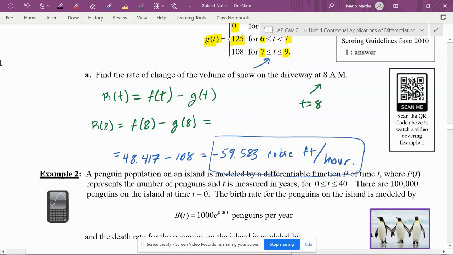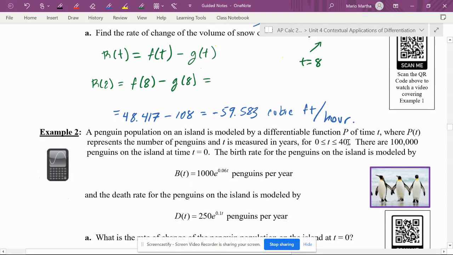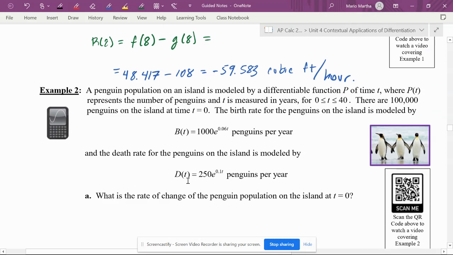For the next question, it says a penguin population on an island is modeled by a differentiable function P of t, where P of t represents the number of penguins and t is measured in years between 0 and 40 years. There are 100,000 penguins on the island at t equals 0. The birth rate for the penguins on the island is modeled by B of t equals 1,000 times e raised to the 0.06t penguins per year, and the death rate is modeled by D of t equals 250 times e raised to the 0.1t penguins per year.